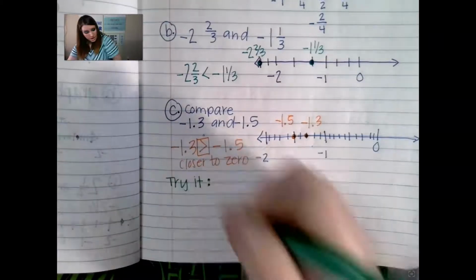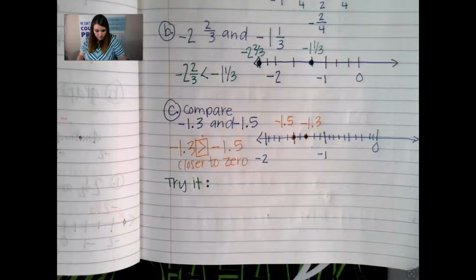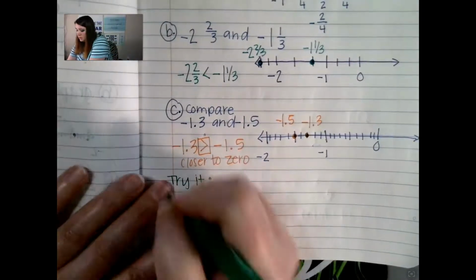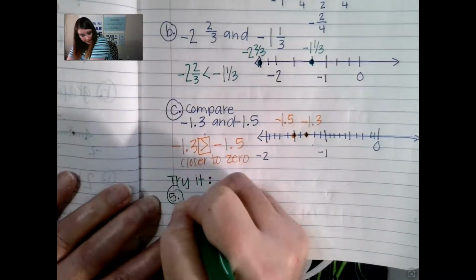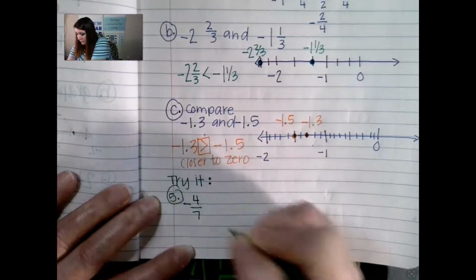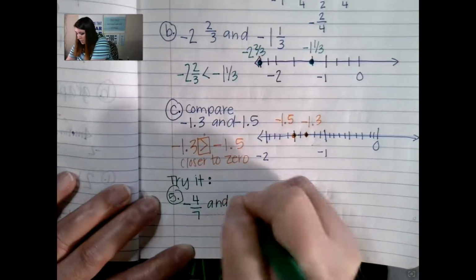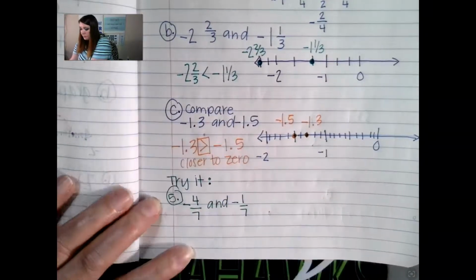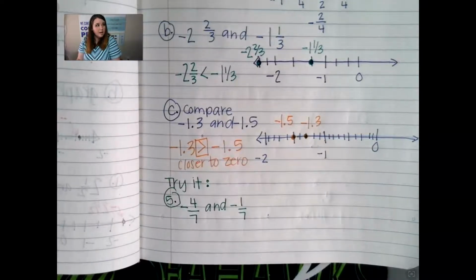So here's a triad. I think you guys would know that just by looking at it. Ooh, let's do this. This one looks fun. Okay, this is triad number 5, and this one says -4/7 and -1/7. All right, so there's that one. Go ahead and start on that one if you want.